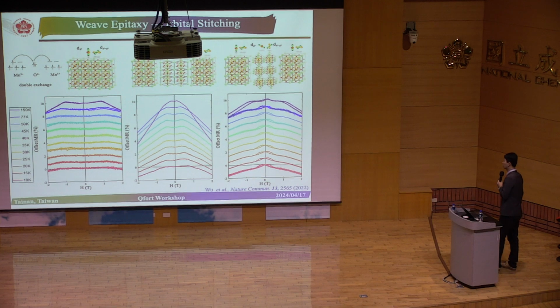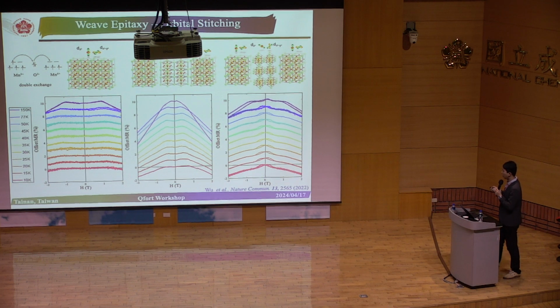Let's take a look at the transport behavior. This is the ground sample. If you do the magnetotransport at low temperature, the magnetoresistance for this material system is pretty low. But if you go to the second sample, where you create a 45-degree rotation and a grain boundary in between, you can see enhanced magnetoresistance.